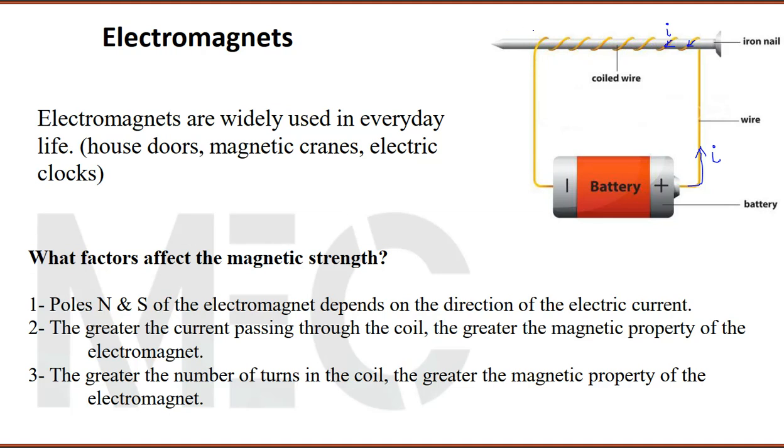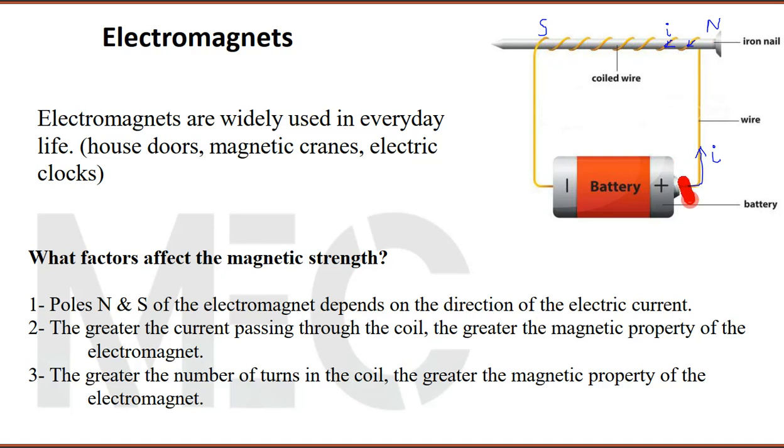So there will be a magnetic property in this nail. Here it will be S, here it will be N. So this nail will act like a magnet while this current is on.